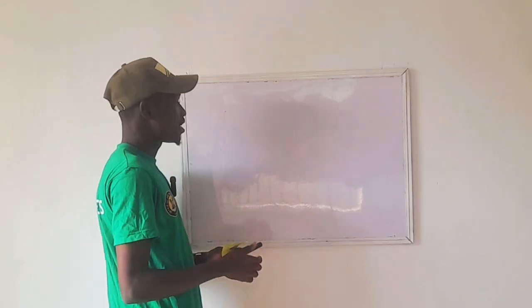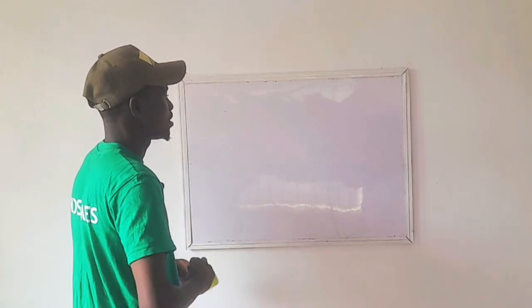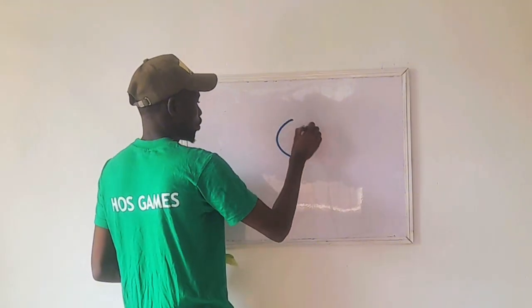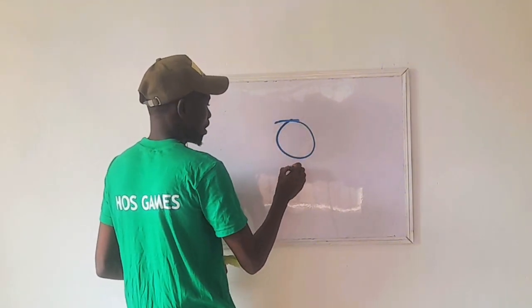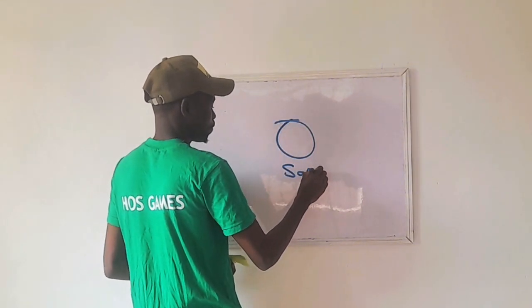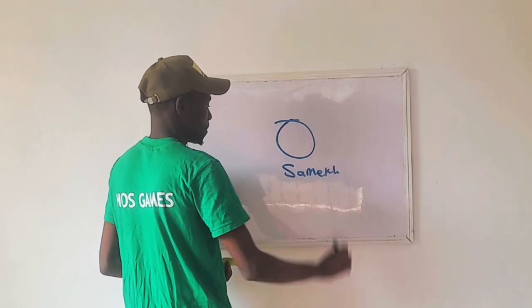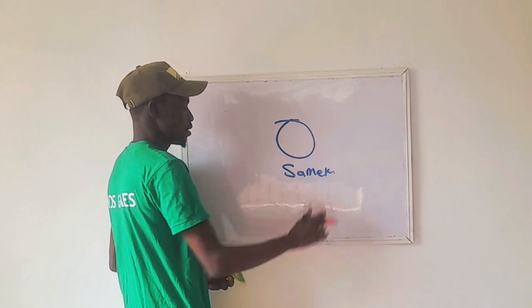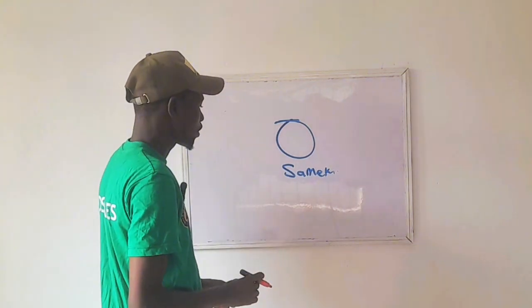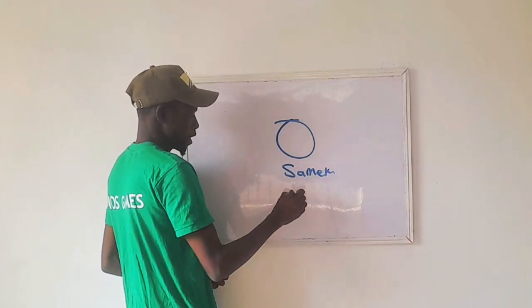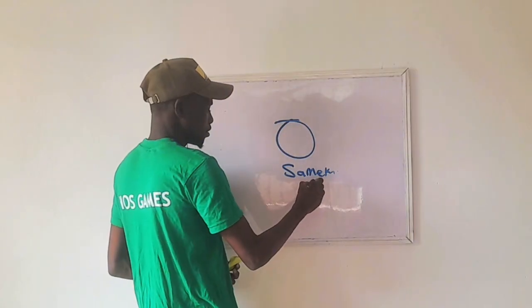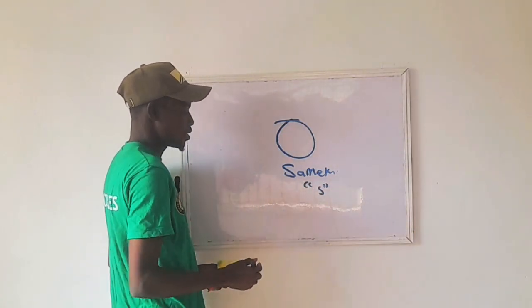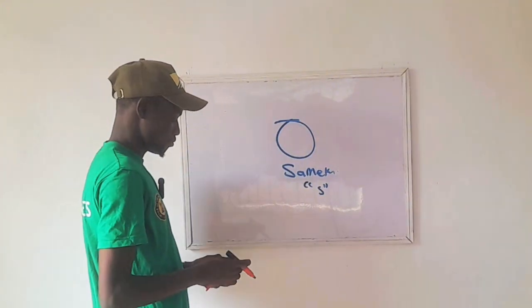Right, the next letter we are looking at is the letter called Samek. Samek. I can also clean the K. All right, and the English equivalent is S.